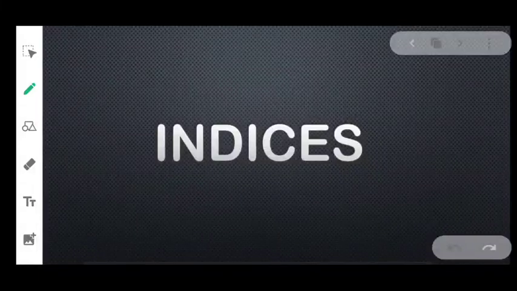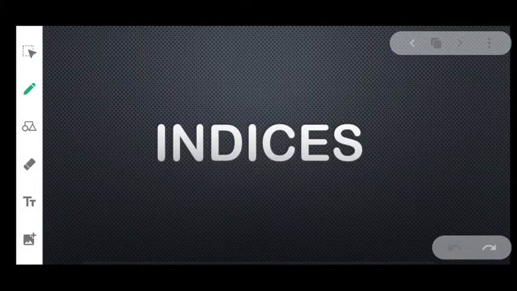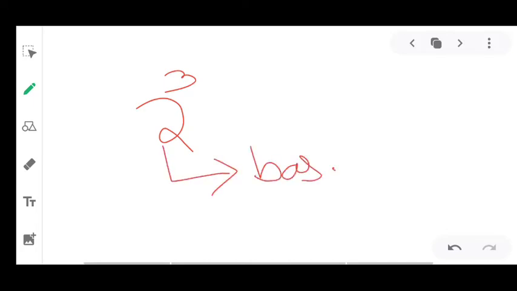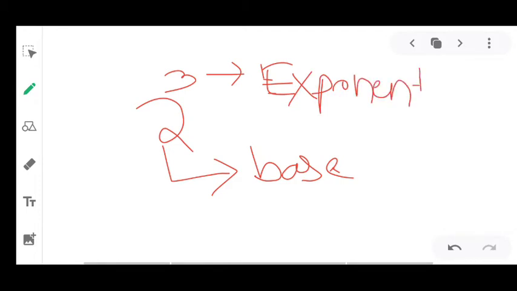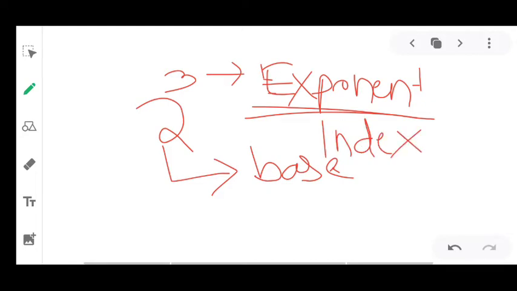Good morning, students. In this lesson we are going to begin chapter 6, indices. So if I write 2 to the power 3, we all know that 2 is your base and 3 is the exponent. Okay, and another name for exponent is index, and the plural form of index is indices.